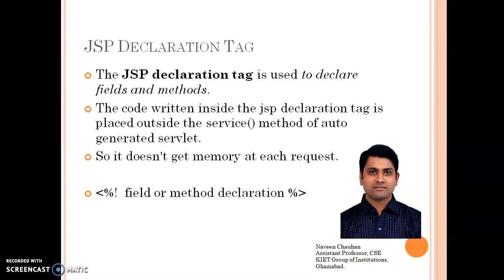So if you keep the particular code which just needs to be executed only once, for that particular reason we use the JSP declaration tag. So the syntax for the JSP declaration tag, it should start with a percent sign, followed by an exclamation sign. While for the scriptlet tag, there is no extra symbol, right? While for the expression tag, instead of using the exclamation, we use the equal sign.